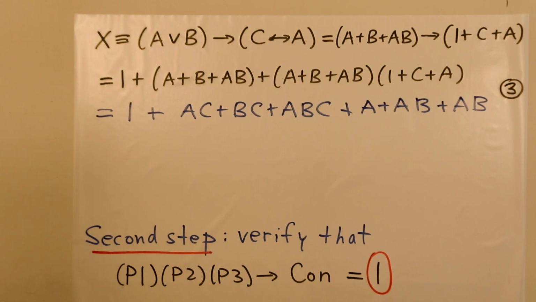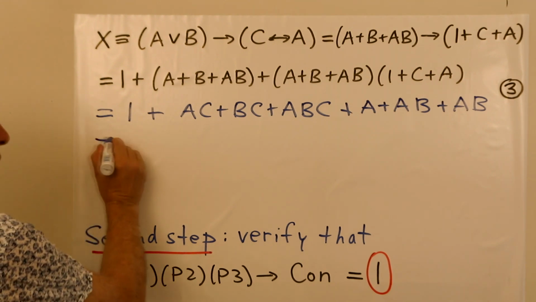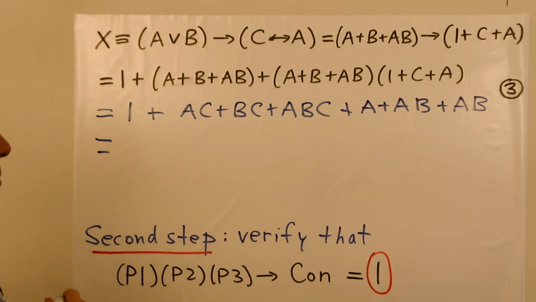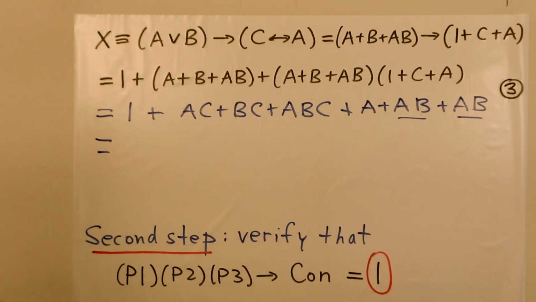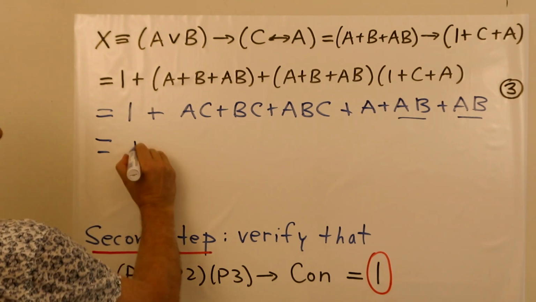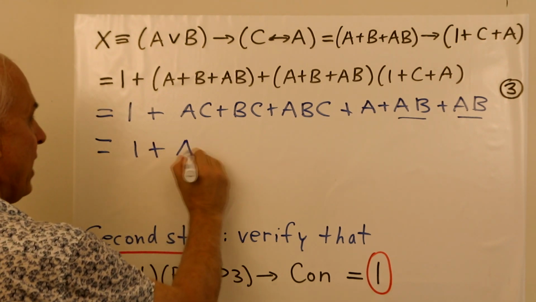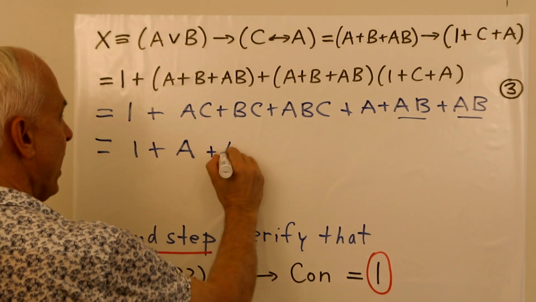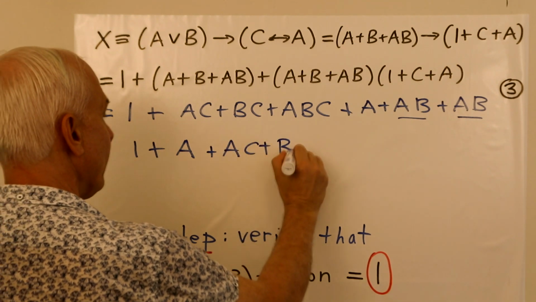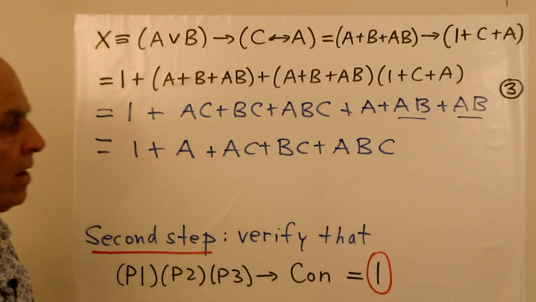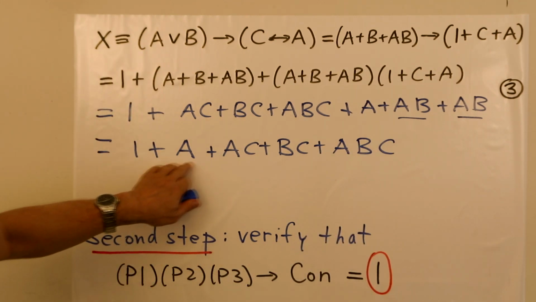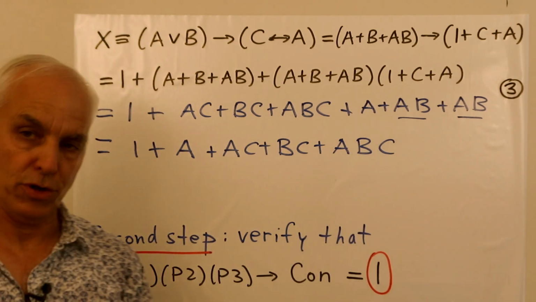Okay, what are we getting here? So there's some cancellation. What cancels? These two ab's will cancel. And I guess nothing else, so we'll have 1 plus a plus ac plus bc plus abc. And that is, looking over here, the same thing as I claimed earlier.